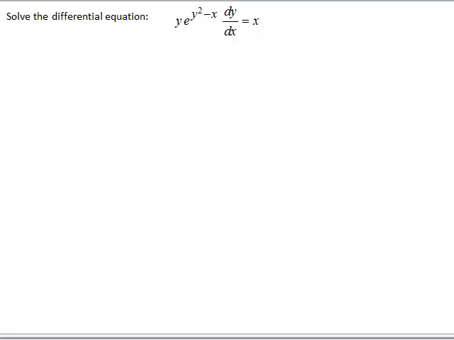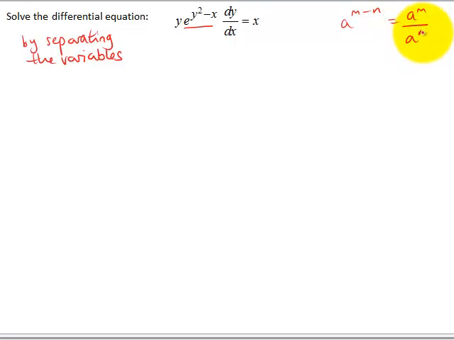I'm going to show you how to solve this differential equation by separating the variables. So before I can separate the variables, I will have to split this up. I know that a to the power of m minus n can be rewritten as a to the power of m divided by a to the power of n. So I'm going to use this on this term. So I have y squared over e to the power of x.